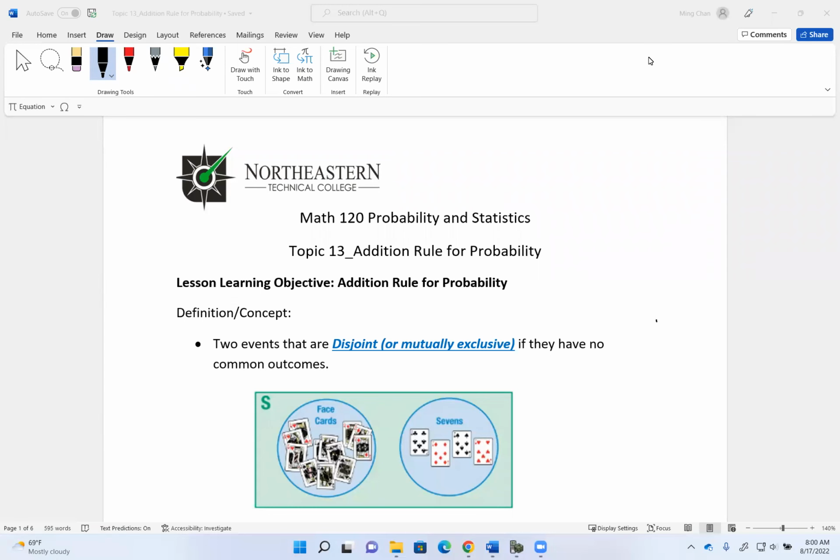Hi, everybody. Welcome to topic number 13. In this topic, we're going to talk about addition rules for probability. Okay, so let's take a look.